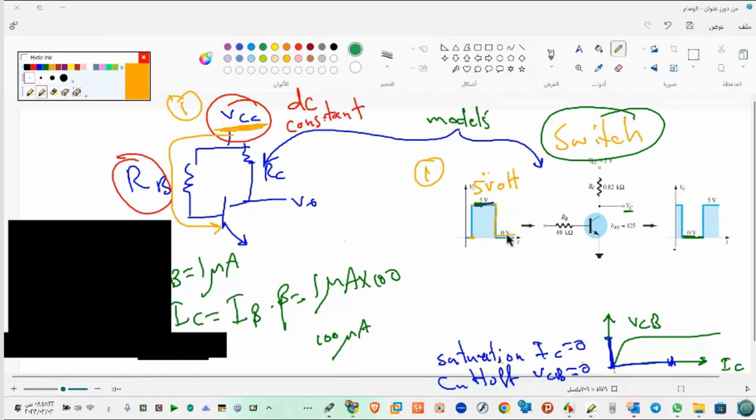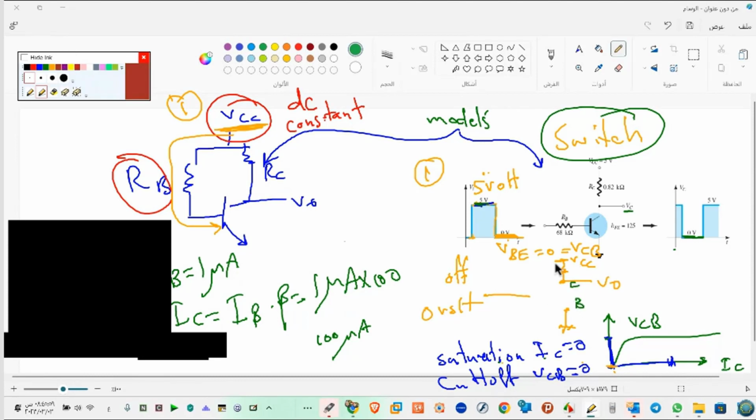Now I am working here in off. Again here off or 0 volt. 0 volt means VBE equals 0 and VCB equals 0. So again we have 3 points: ground, resistor, then VCC. And this is the output. Okay, VCB equals 0. Where is VCB? This is C, this is B.